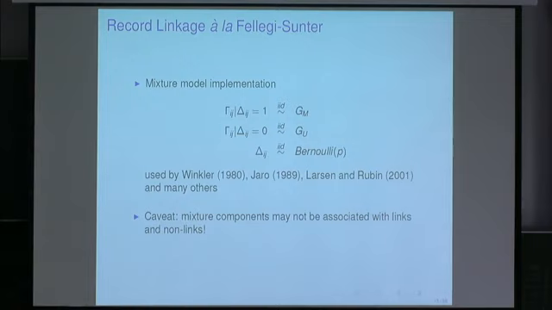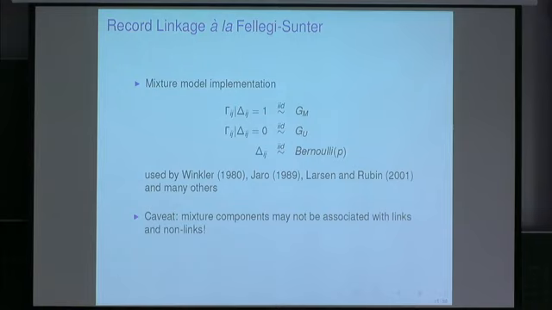So this is like one of the most popular implementations. There are ad hoc approaches of implementations of Fellegi-Sunter, but I think this is the most principled one. The problem with this approach is that the mixture components may not always be associated with matches and non-matches, right?